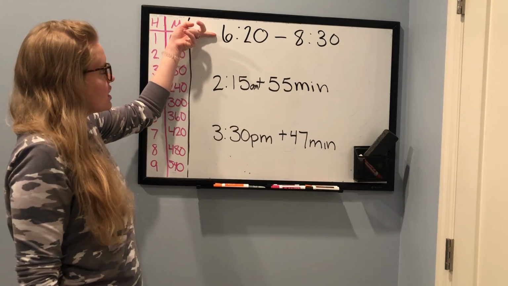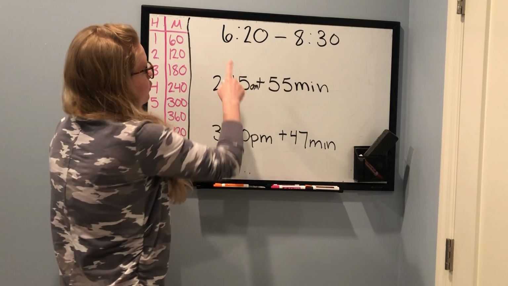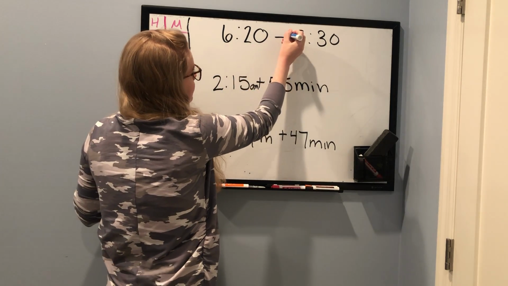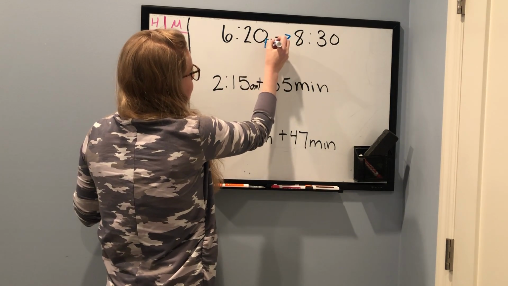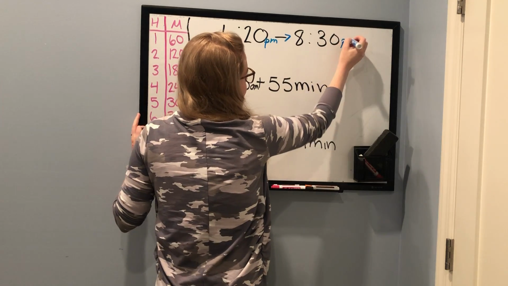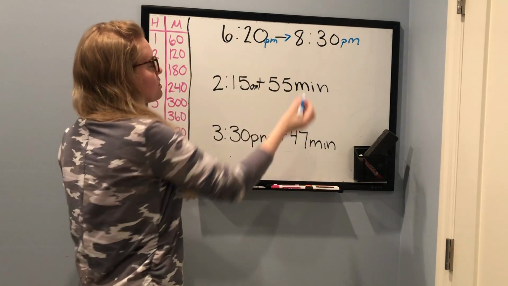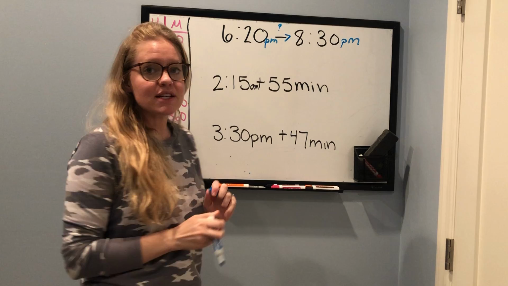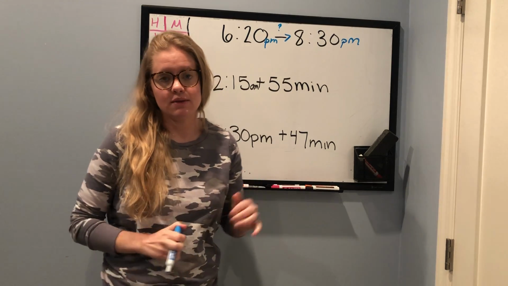So first, I want to know how you would get from 6:20, let's do p.m., to 8:30 p.m. How much time has passed between those 2 times?